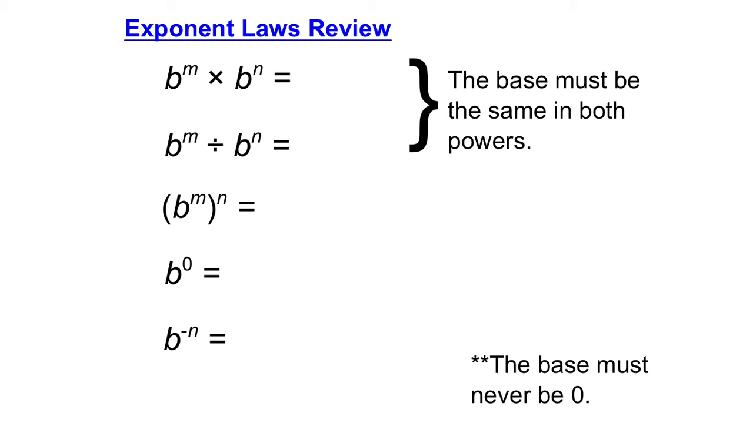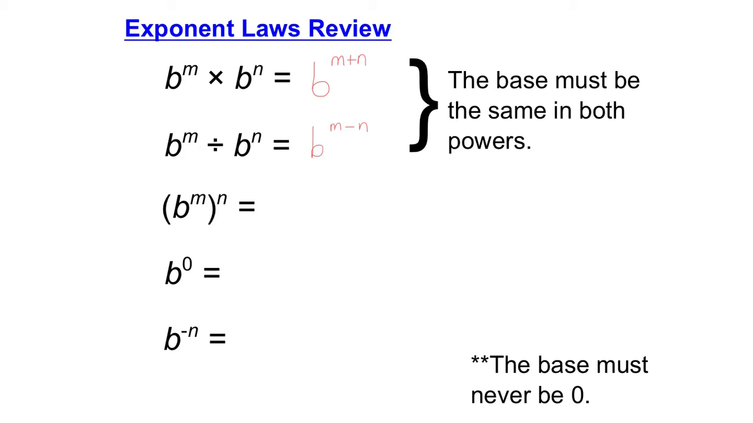So let's just recap. Here we have multiplying powers with the same base. Well, the rule is you add the exponents together to simplify into a single power. If you're dividing powers with the same base, you can simplify to a single power by subtracting those exponents.